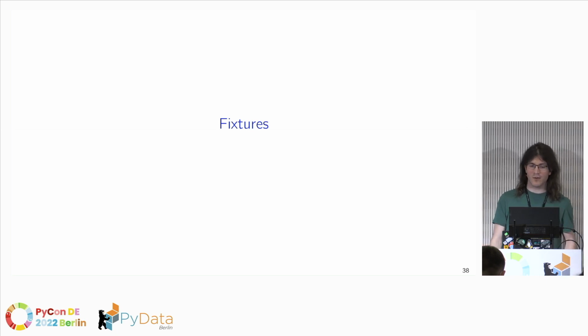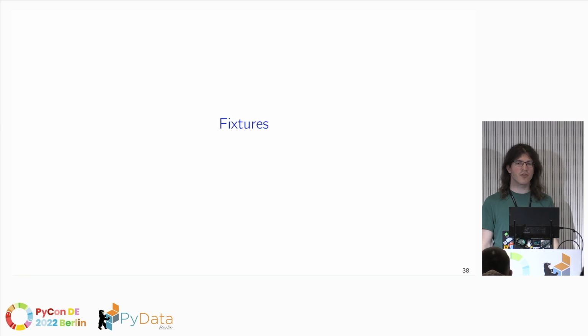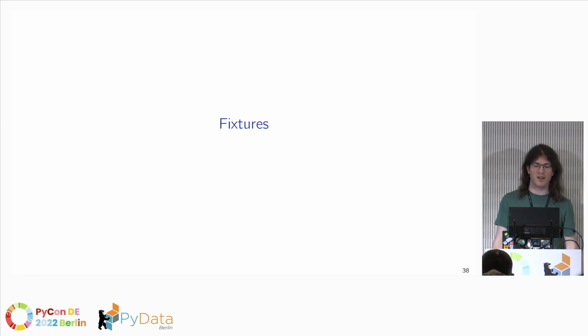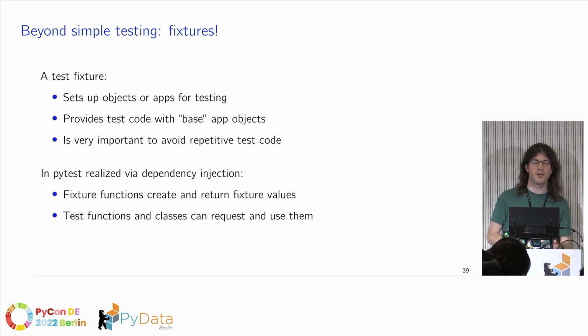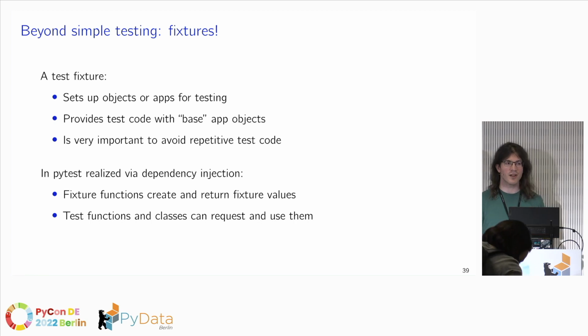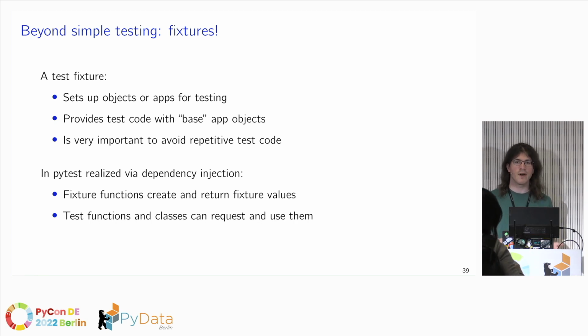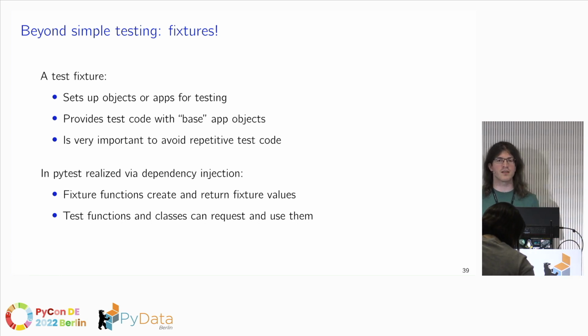So we stopped here at fixtures in the morning, and I told you in the morning we kind of had the more basic features of PyTest, and now we are going a bit more into depth. So a fixture is a concept in PyTest which isolates setup and teardown from the tests themselves. A fixture is responsible for setting up some kind of object you want to test, to provide your test code with those kind of base objects, and to avoid repetitive test code.